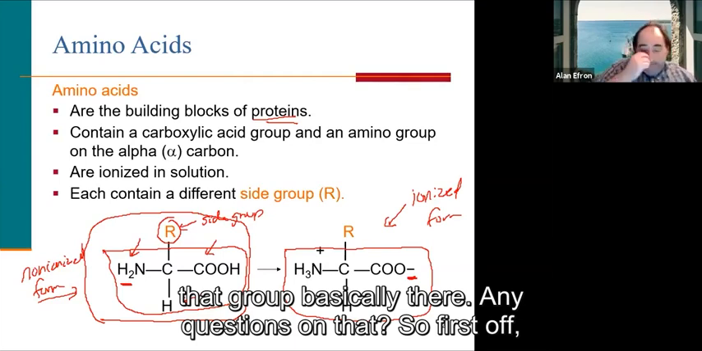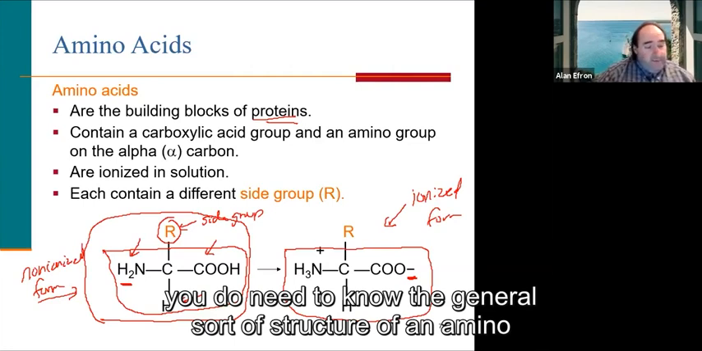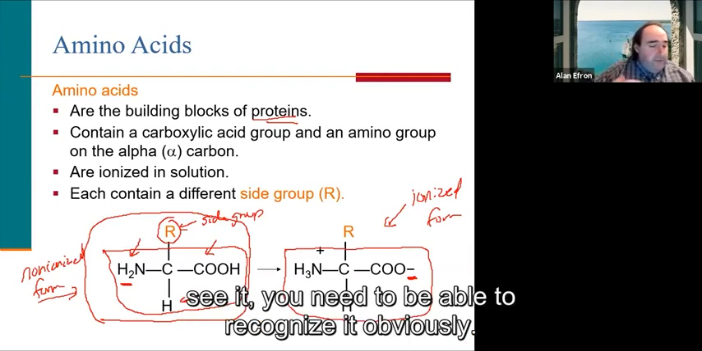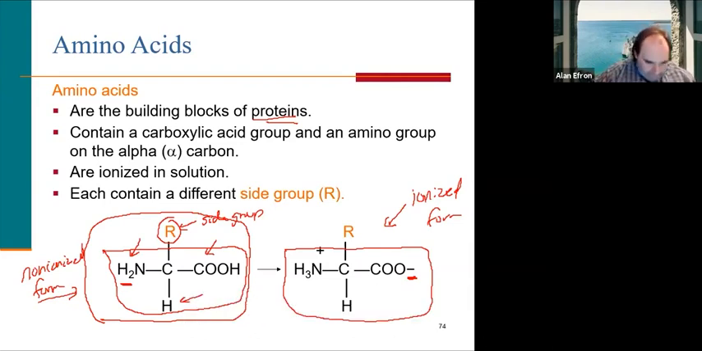Any questions on that? So first off, you do need to know the general structure of an amino acid. Again, you probably will not be asked to draw it, but if you see it, you need to be able to recognize it, obviously.